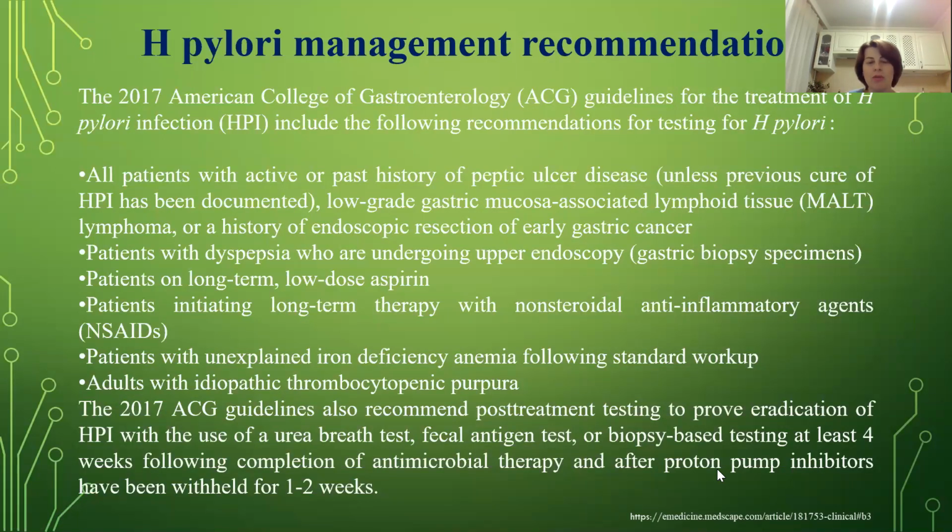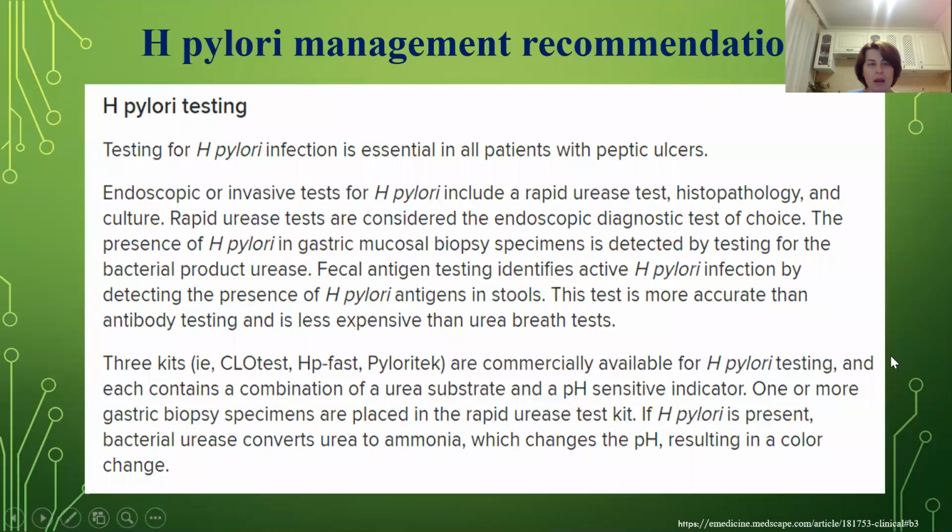American guidelines also recommend post-treatment testing to prove eradication of Helicobacter pylori with the use of urea breath test, fecal antigen test, or biopsy-based testing at least 4 weeks following completion of antimicrobial therapy and after proton pump inhibitors have been withheld for 1 or 2 weeks. Testing for Helicobacter pylori is essential in all patients with peptic ulcers.